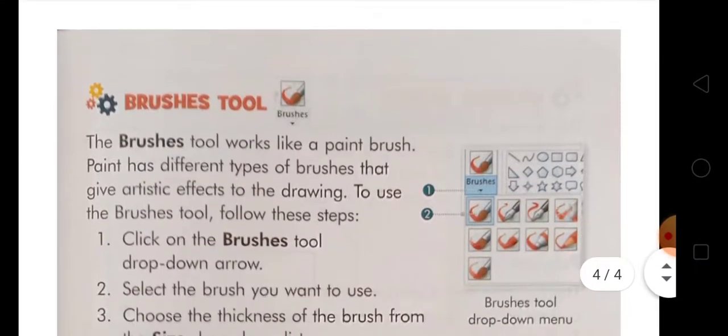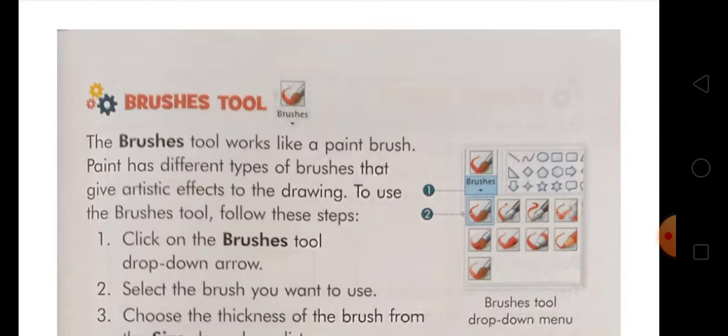The brushes tool works like a paintbrush, and paint has different types of brushes that give an artistic effect to the drawing. To use the brushes tool, you have to follow some steps that are given. Step 1: click on the brushes tool. Firstly, you have to click on the brushes tool and its drop down arrow. Step 2: select the brush you want to use, and choose which brush you want.